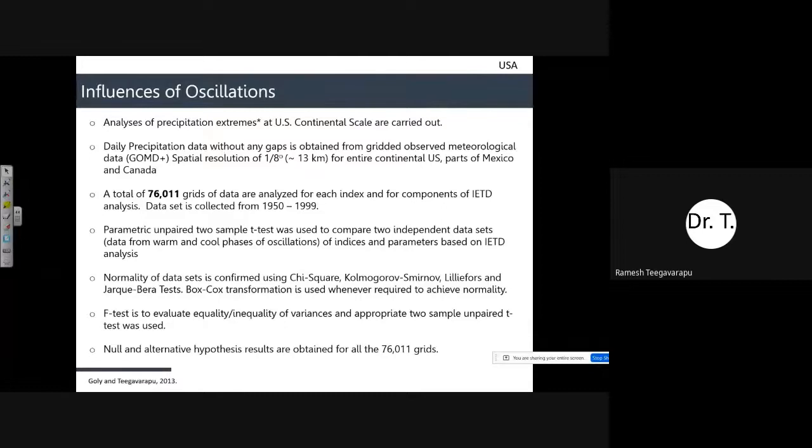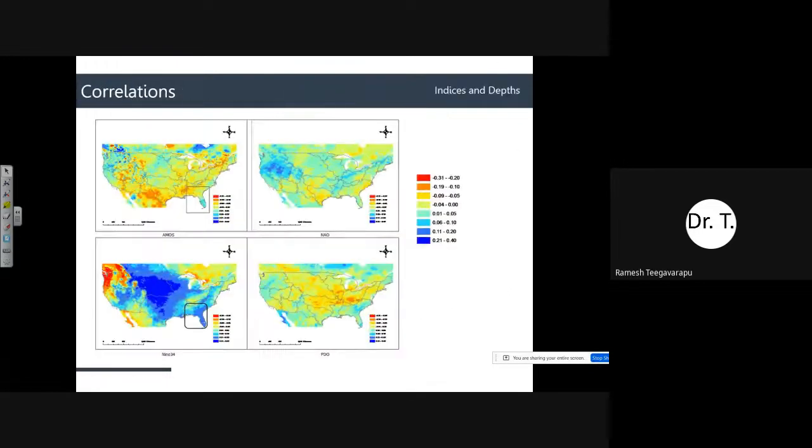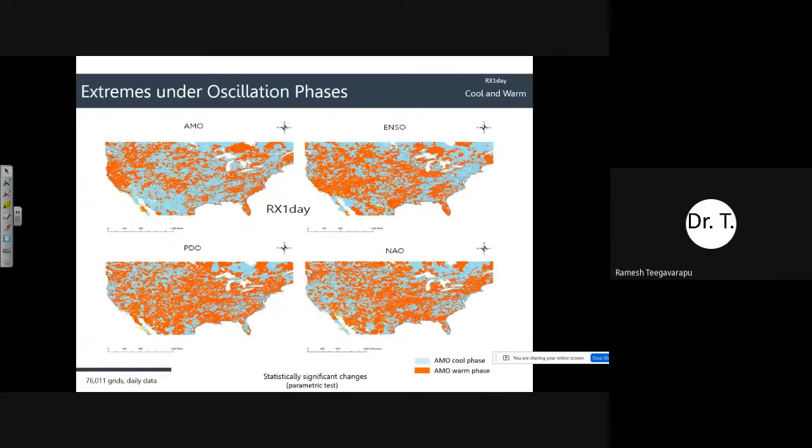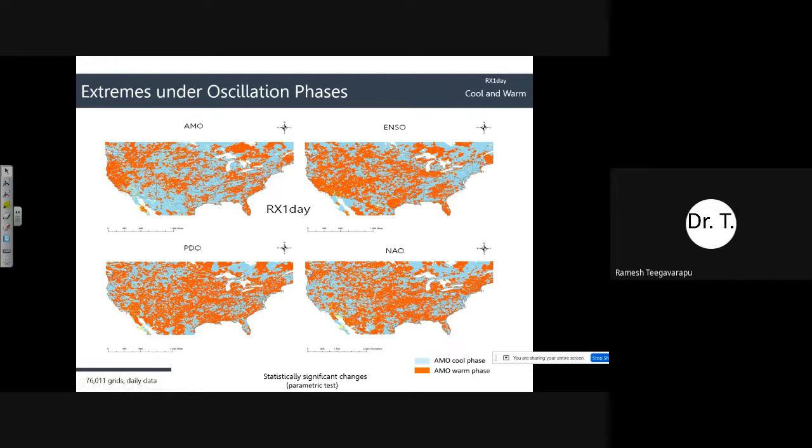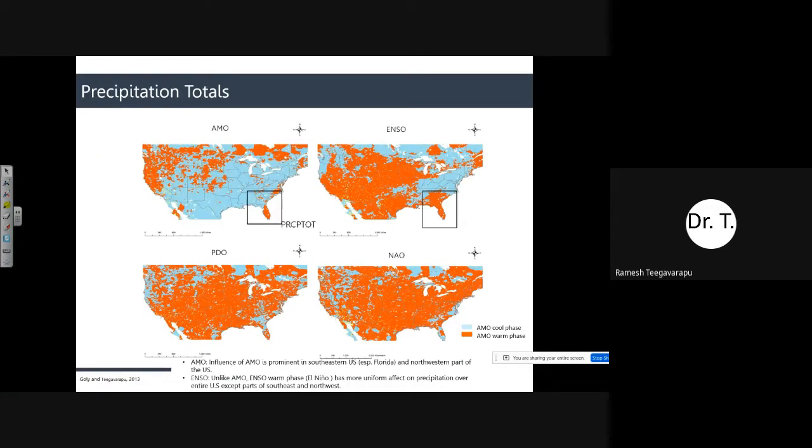So this is done again with the gridded data sets. We compared each of them. Initially, I'm showing the correlations between different indices, AMO, PDO, NAO, and ENSO. ENSO has a stronger correlation for Florida. You can see at the bottom. AMO has some correlation, but you can see positive correlations in some parts of Florida. That is interesting. RX one day, all over the place. It's not giving a clear sign.